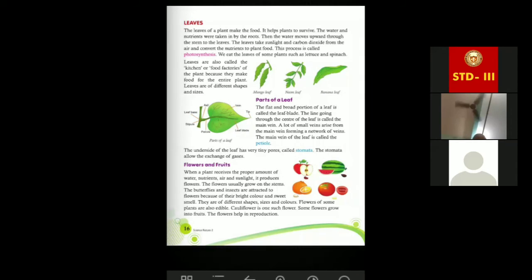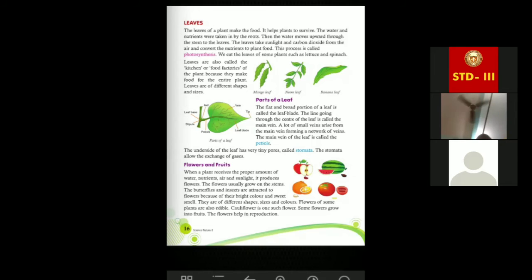Just like that, plants also need to make their food. For making their food, they need carbon dioxide, they need sunlight, and they need water and nutrients. The water and nutrients they take from the soil. And who helps them to take the water and nutrients from the soil? The root helps them, because the root is under the ground. The root takes the water and the nutrients and gives it to the stem. The stem then carries the water and nutrients to the leaves.